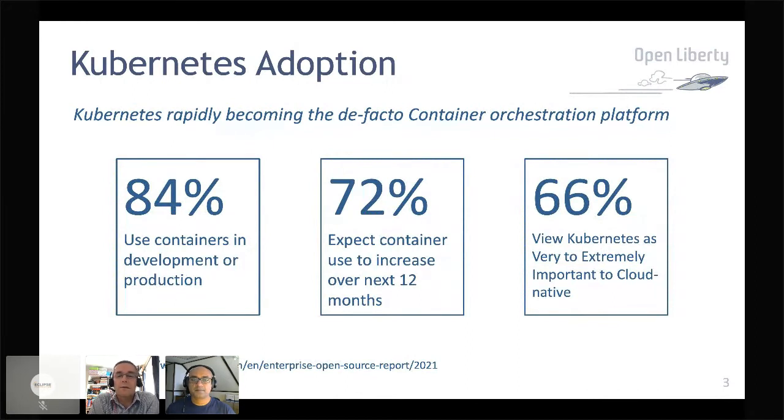Here are a few stats from a Red Hat open source survey that showed that 84% of responders said they are using containers today, either in development or production. 72% expected their use to increase over the next year. And 66% said that Kubernetes is either very or extremely important to cloud native. So containers and Kubernetes are becoming the de facto choice for cloud native deployments.